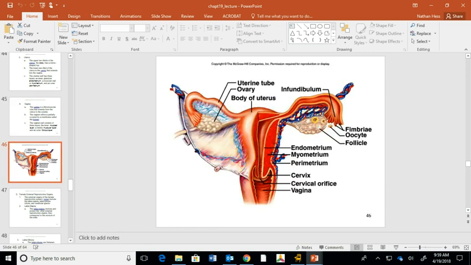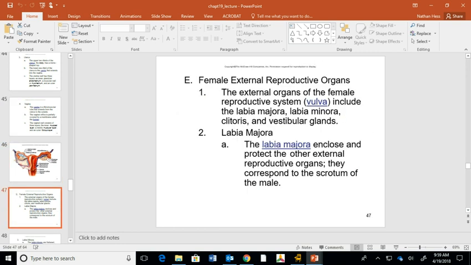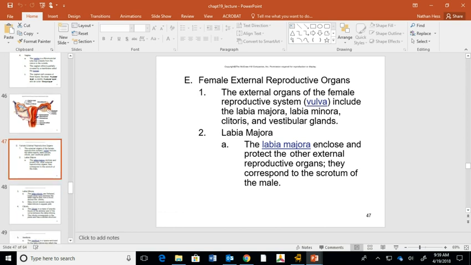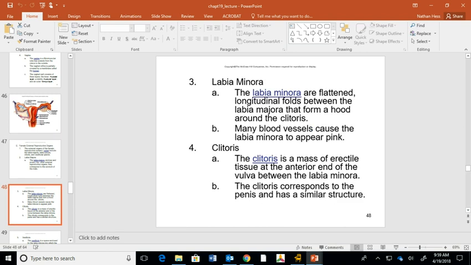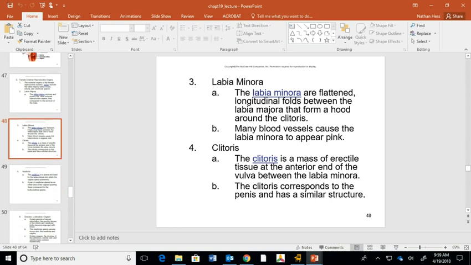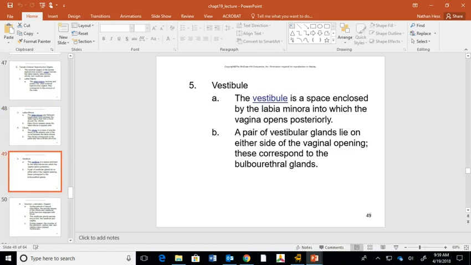You've seen this picture. The external pieces, again, we've already talked about all of these pieces. And again, the labia correspond to the scrotum. Remember the picture that I showed of how they develop? They come from the same tissue, right? It's this covering, coating tissue. And again, the labia minora, the clitoris. On the vestibule, there's a space enclosed by the labia minora.